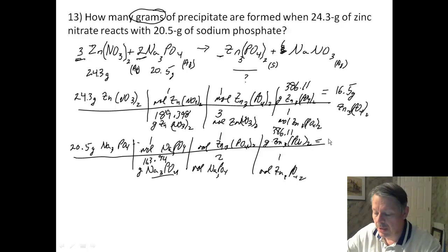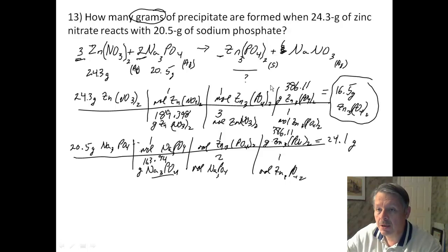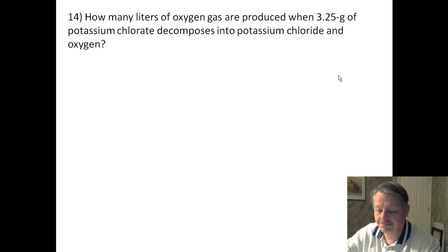If we do our math here, we get 24.1 grams. So clearly this is how much we can possibly make. That tells us that this was limiting up here, which was our zinc nitrate. Okay, so the maximum that we can make is 16.5 grams of zinc phosphate. Okay, let's go on to number 14.